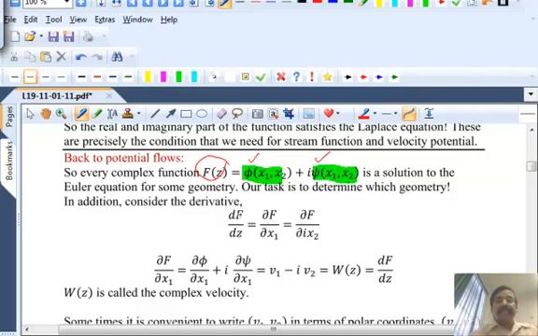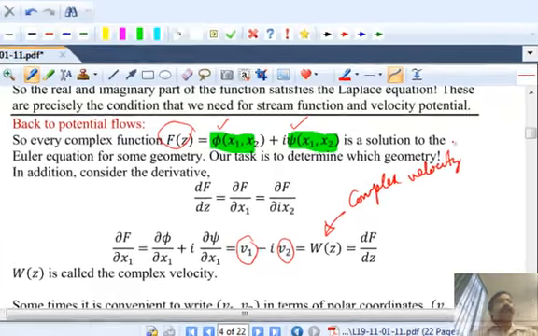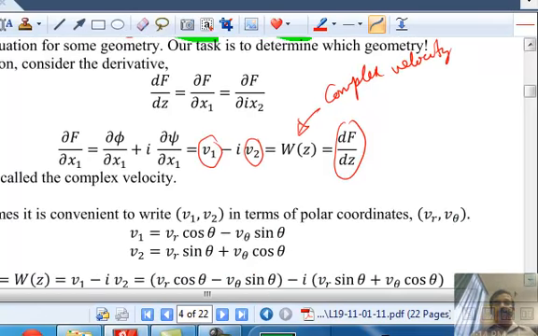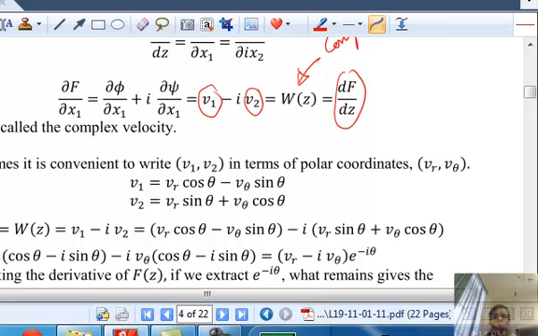Now, one more thing to notice is if I take such a function, given a function f of z, and take its derivative with respect to z, its real part will be v1 and its imaginary part will automatically be v2. So this is called the complex velocity. The velocity is not complex, it's a complex variable, but its real and imaginary part gives you the velocity components, and it is simply the derivative of that complex analytic function. Okay, that's another result that we will use.